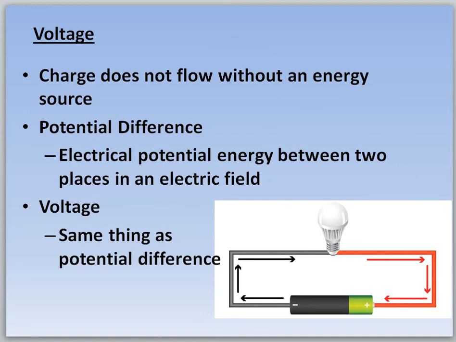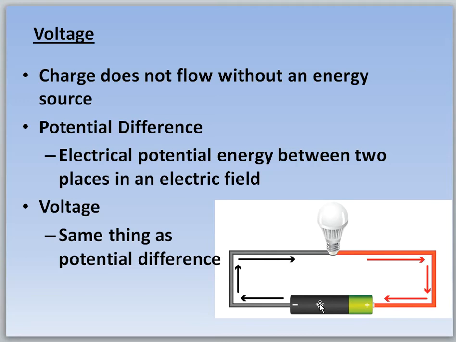Now, what pushes electric charge along? What causes it to flow? Well, what we call that is voltage. Charge does not flow without an energy source, and voltage really is defined by the potential difference, the electrical potential difference between two electric fields. So voltage is the same thing as potential difference. A battery is measured in volts. Just a small battery like a AAA battery, that's going to be like 1.5 volts, fairly small. A 9-volt battery, which you're all familiar with, that's a 9-volt potential difference.